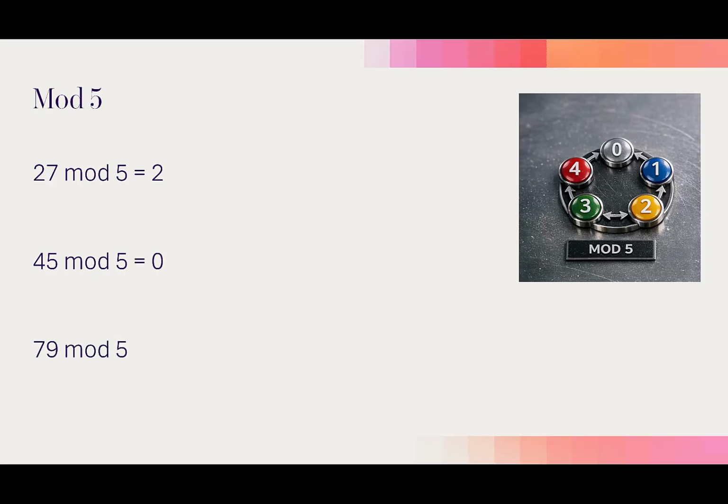If I look at 79 mod 5, I really don't need to know how many times 5 goes into 79. I just need to know the remainder. And if you think about multiples of 5, I think about how far away is 79 from a multiple of 5, and the answer is 4. So I can throw away the idea of having to know the quotient. I only need to know the remainder.